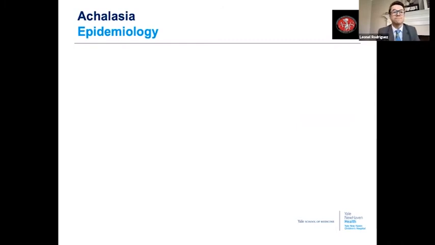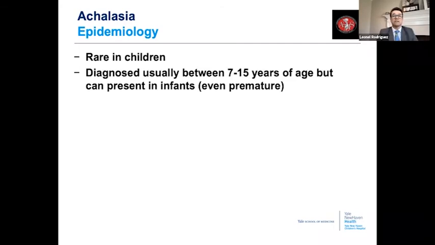So let's talk about achalasia. This is extremely rare in children. When I tell you rare, extremely rare. It's about 0.1 for every 100,000 children, which means that it's about 5% of all achalasia patients. So in other words, for every patient that we see in pediatrics with achalasia, our adult colleagues will see around 20. The presentation varies, which makes the diagnosis complicated sometimes.